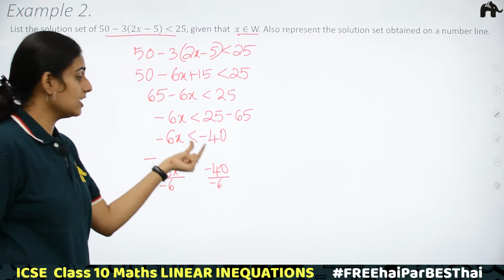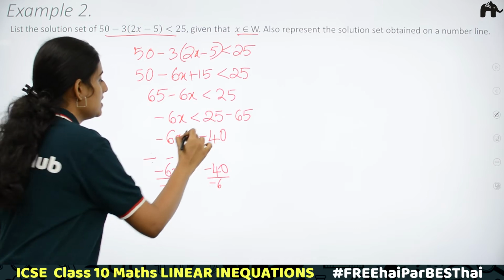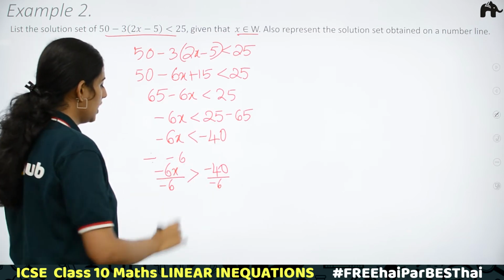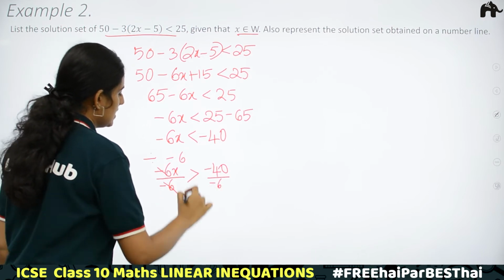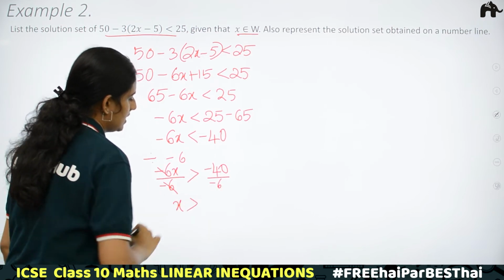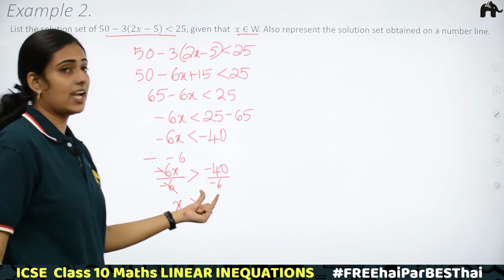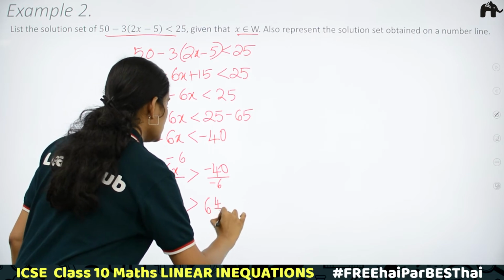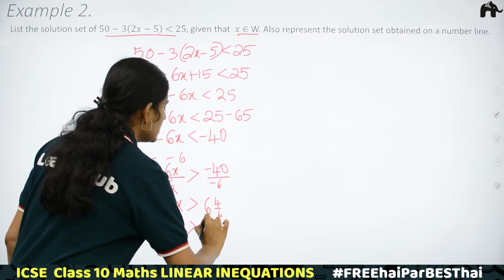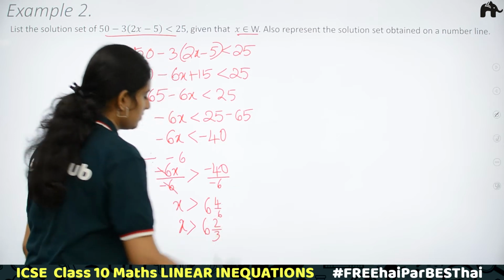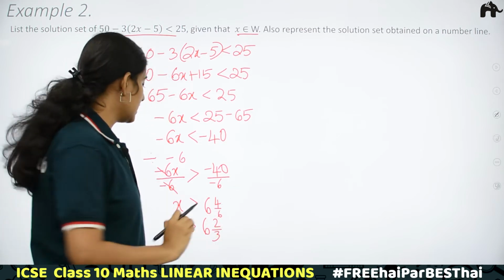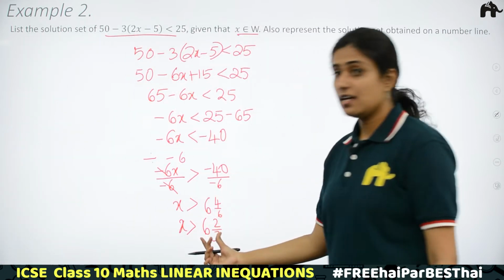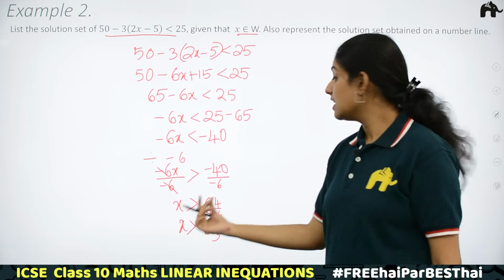Now, what about this sign? Inequality reverses. That is, here we have less than, it becomes greater than. Minus and minus cancel. 6 cancel. Then we have x greater than 40 divided by 6. That is equal to 6 4 by 6 or x greater than 6 2 by 3. Okay. The value of x is greater than 6 2 by 3. Any number of x that is greater than 6 2 by 3.